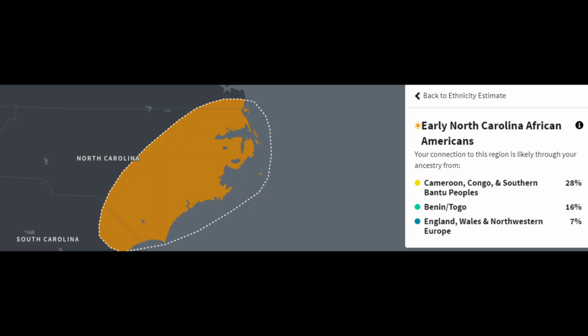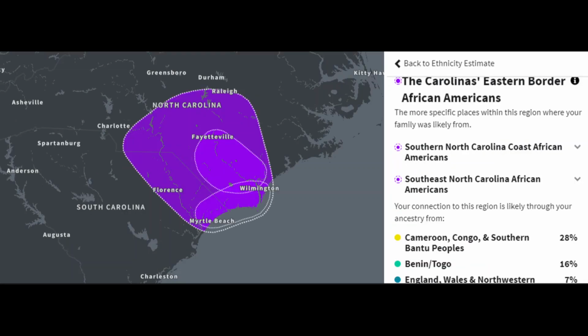And then my mother's paternal side, they're all from the coast of North Carolina, like Currituck over there by Wilmington. So that explains early North Carolina African Americans and why it would say that that's where my people started from, because that's where they did start from.